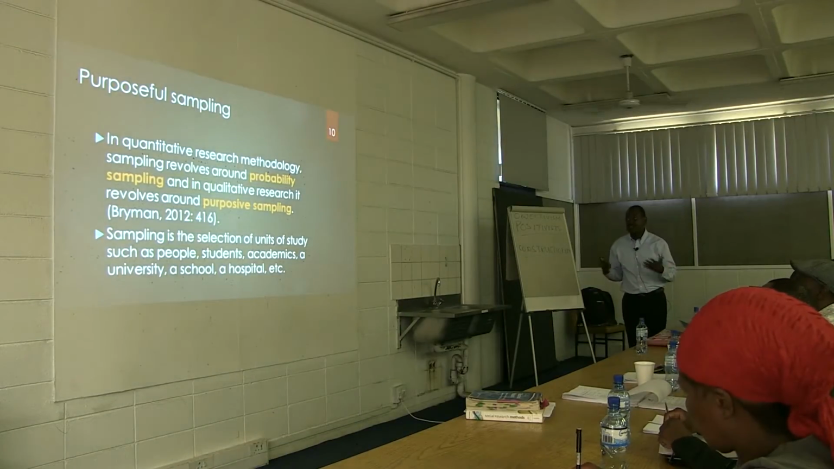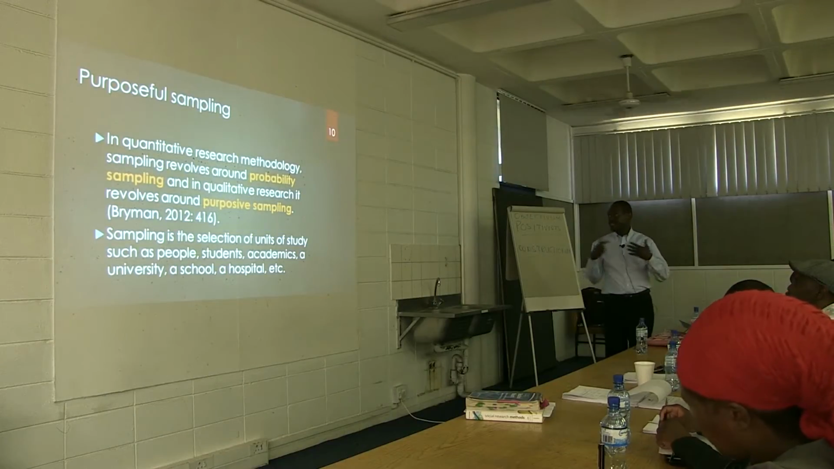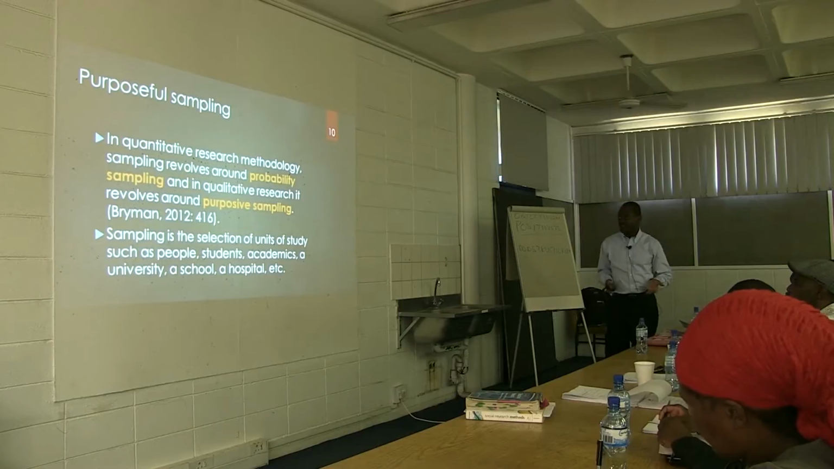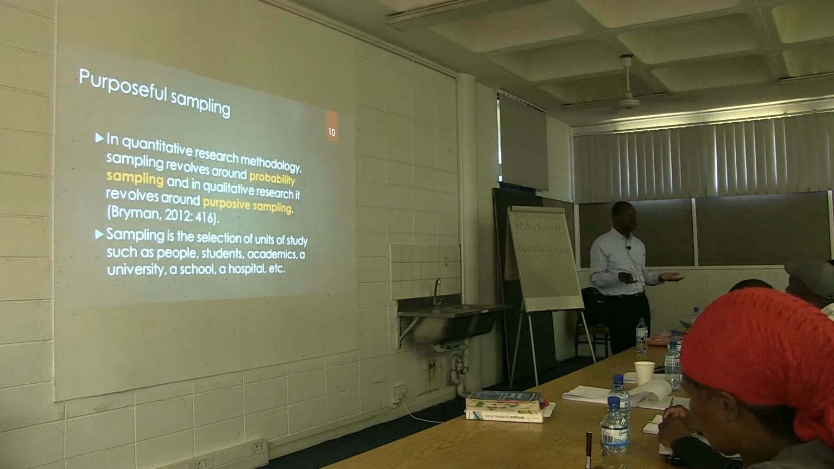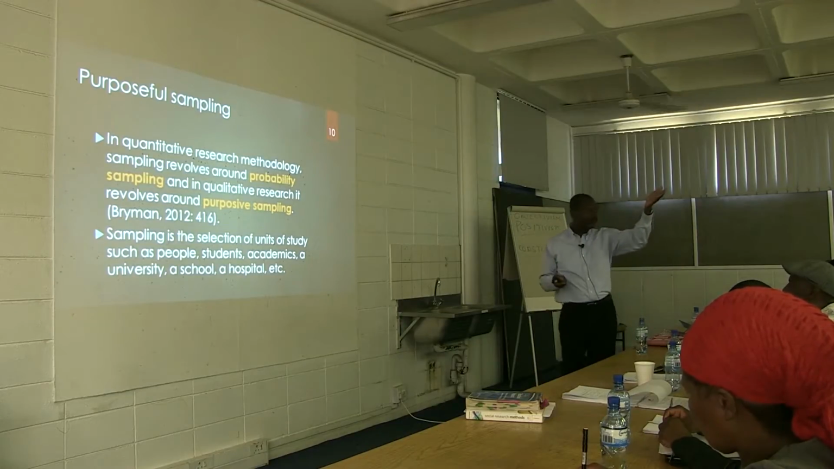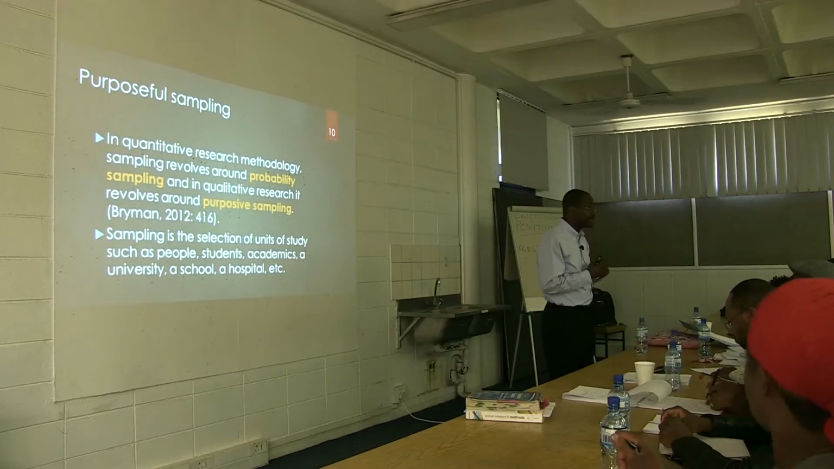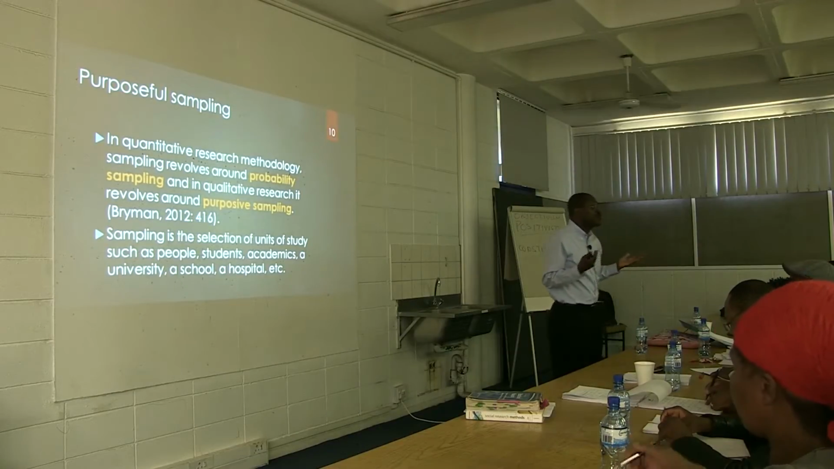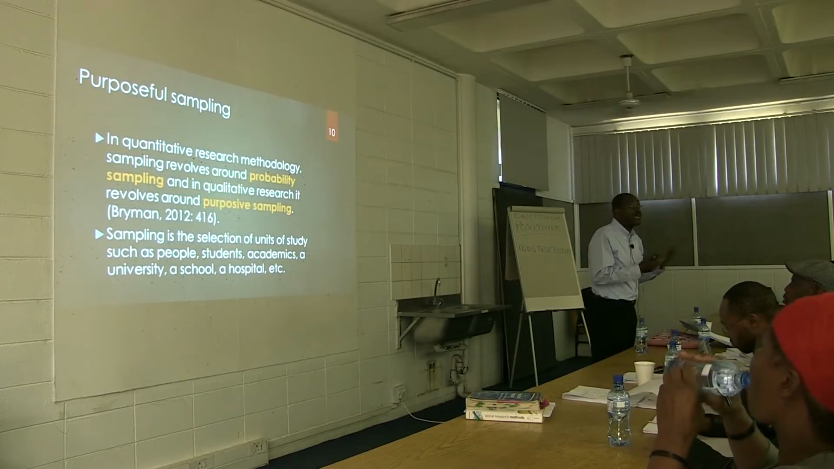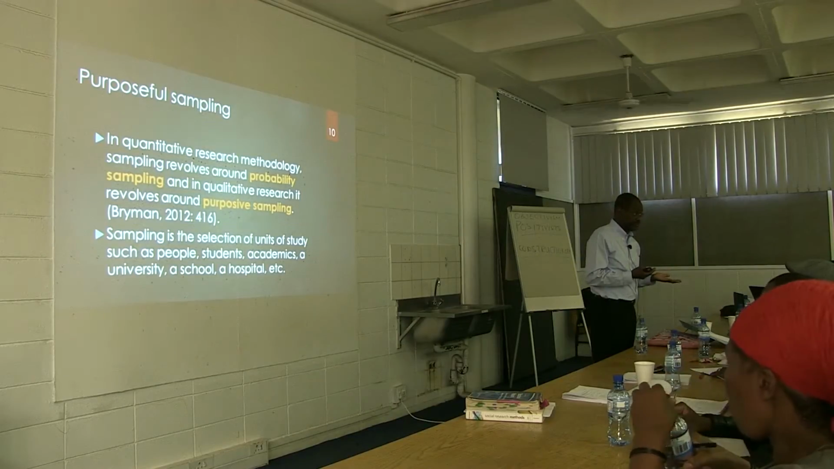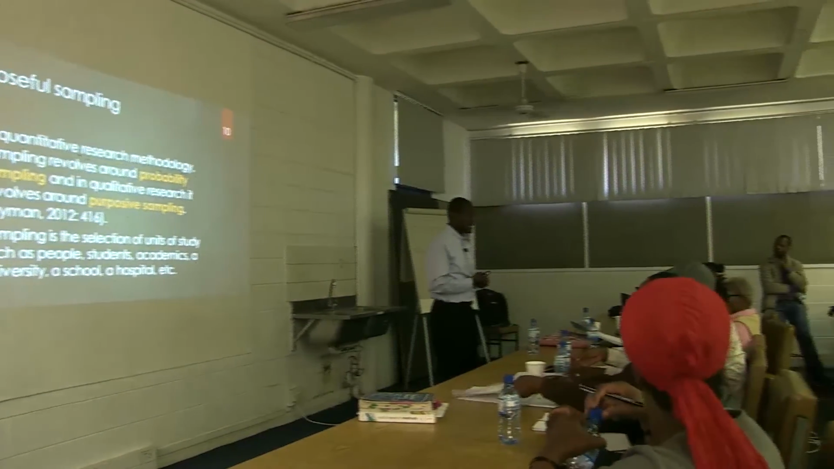Sampling is the selection of units of study. It could be people, it could be students, it could be academics, it could be a university or universities, it could be a school, it could be a hospital, it could be artists. Okay? What are you studying, ma'am? What are you doing, ma'am? Social entrepreneurship. So, social entrepreneurship, your unit of study could be entrepreneurs. But we're going to study students. You're going to study students, yes.